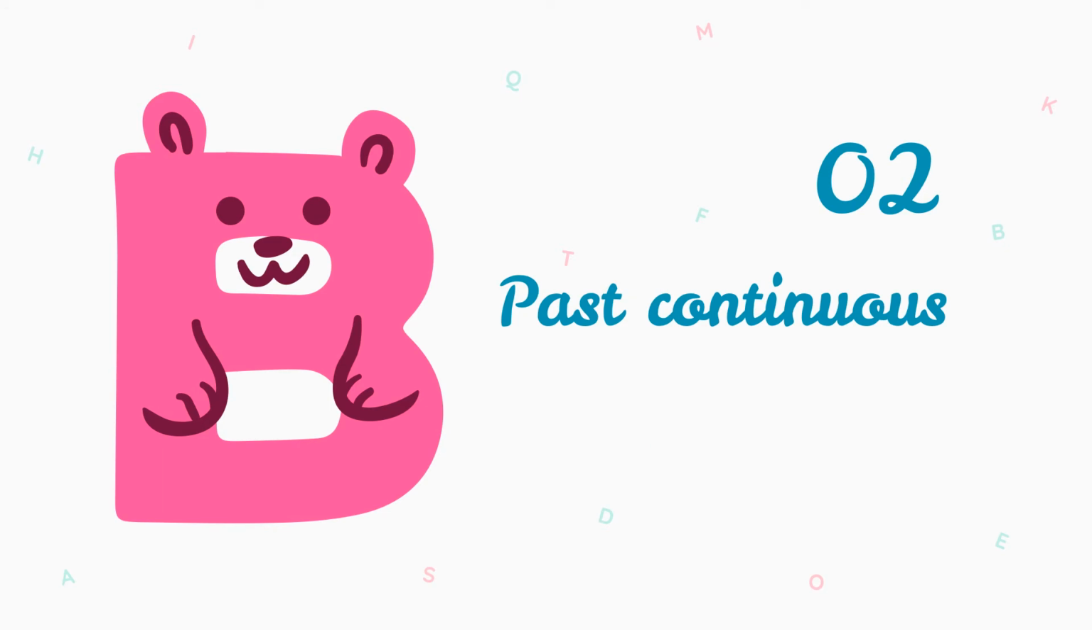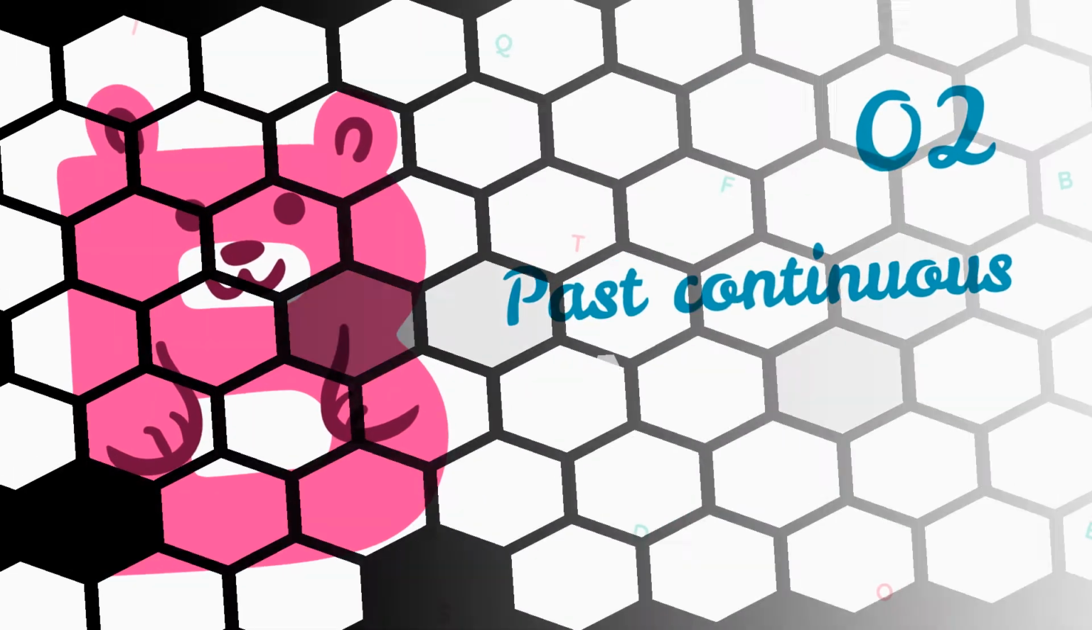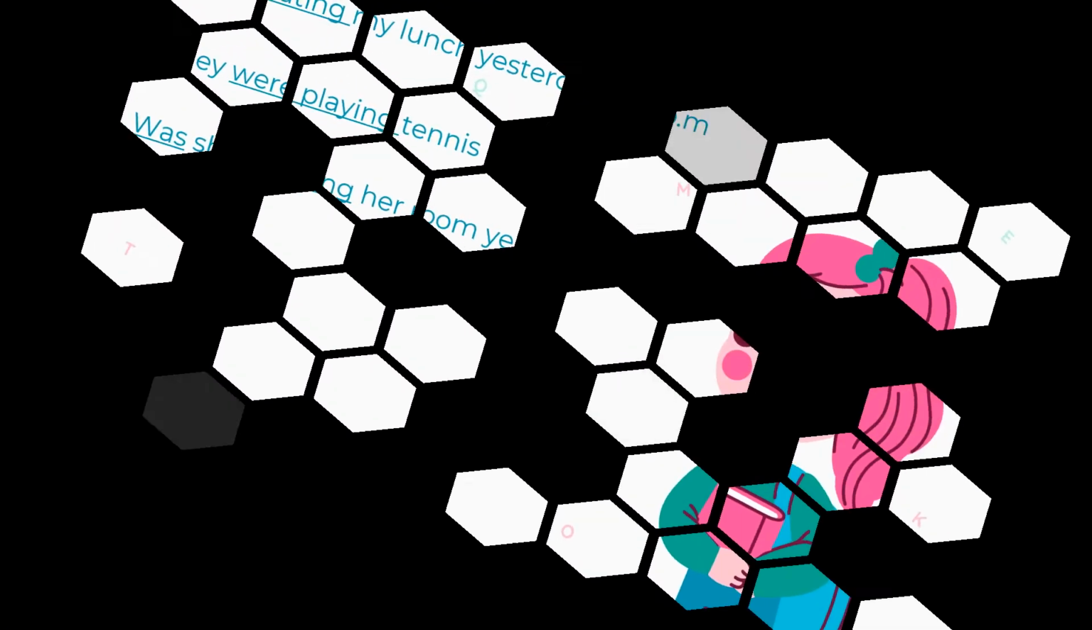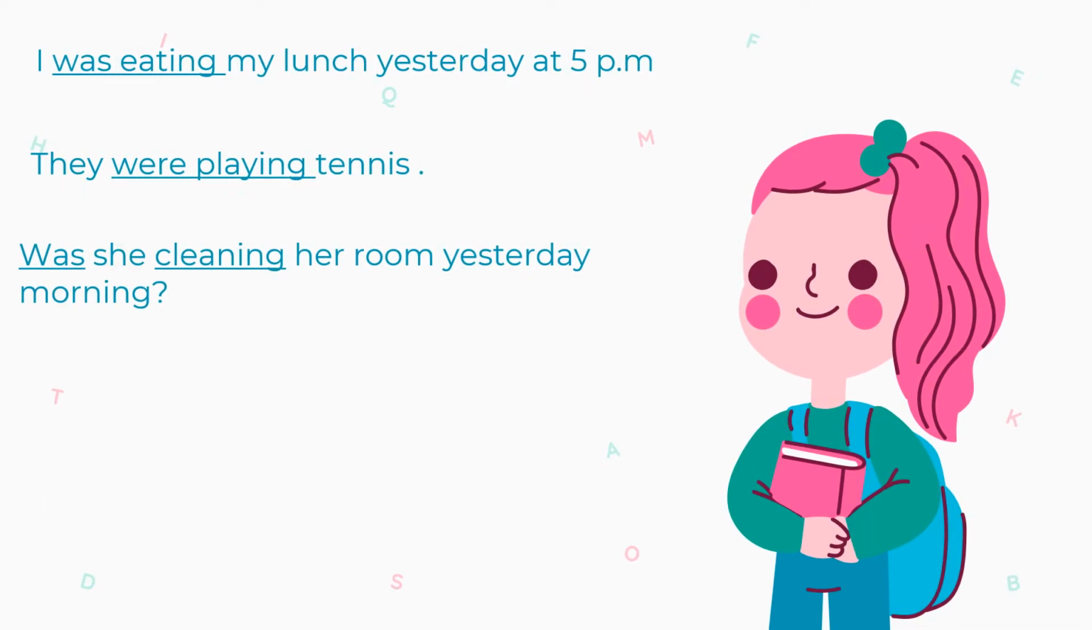Now we are going to discuss the new tense for today's class, which is the past continuous. Before we start talking about the past continuous, let's discuss the following sentences. I was eating my lunch yesterday at 5 p.m. They were playing tennis. Was she cleaning her room yesterday morning?